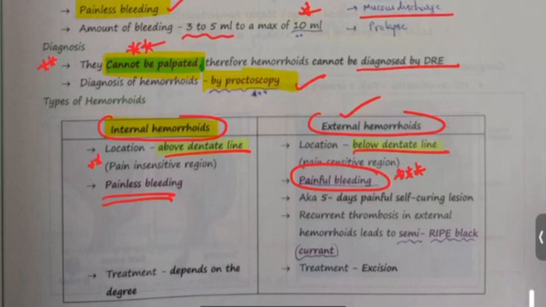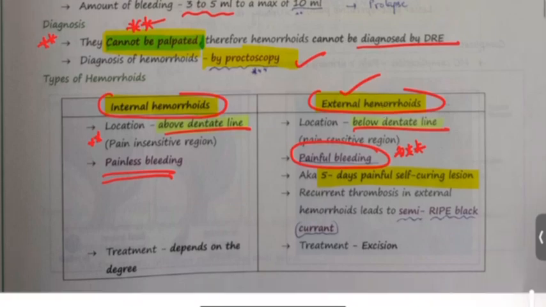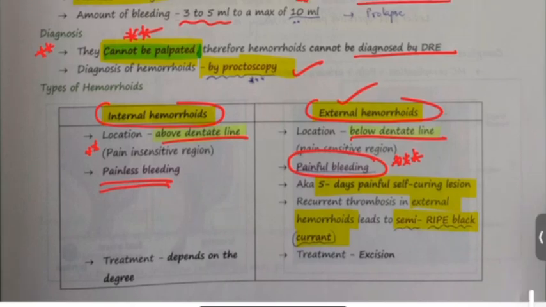Okay, this is also called a 5 days painful self-curing lesion, because there is no need to give any treatment for it. Over 5 days there will be pain, but it will self-resolve or cure on its own. Hence external hemorrhoids are known as 5 days painful self-curing lesion. Okay, recurrent thrombosis is seen in case of external hemorrhoids, and this leads to a semi-ripe black currant appearance. Okay, if we see external hemorrhoids, treatment is excision directly.